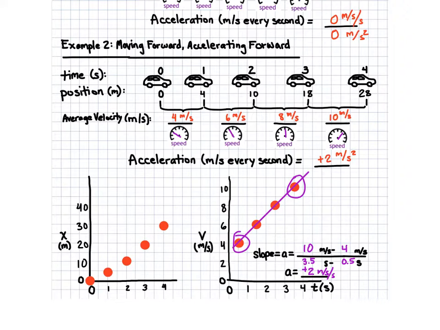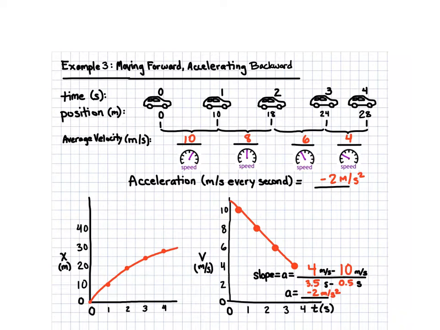Okay, so here is the next one, example 3. This one, moving forward, accelerating backward. I'm just going to stop for a second. Is it possible to have a negative acceleration? If you did, what would it mean? Yes. Decelerating, what's that? Slowing down. Yeah. So if my speedometer said 10 meters per second, then 8, then 6 meters per second, then 4 meters per second, the little needle on the car is moving to the left. Which direction am I traveling?